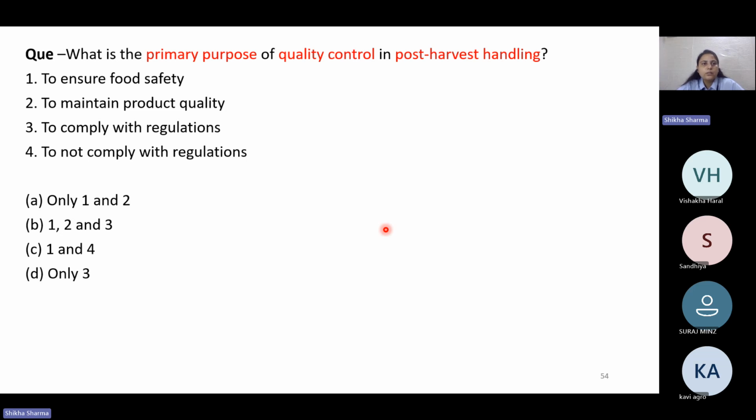Let's discuss the next question: what is the primary purpose of quality control in post harvest handling? To ensure food safety, to maintain product quality, to comply with regulations, to not comply with regulations. So this is a very simple question. The answer is B, 1, 2, and 3. The fourth is incorrect. Everyone is on B.